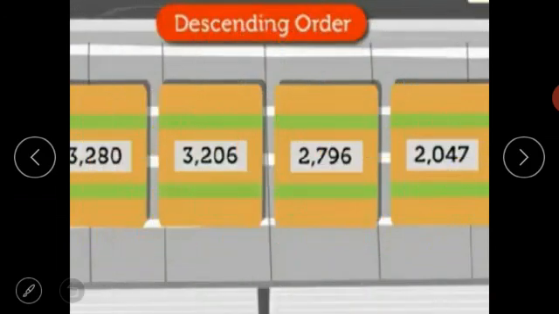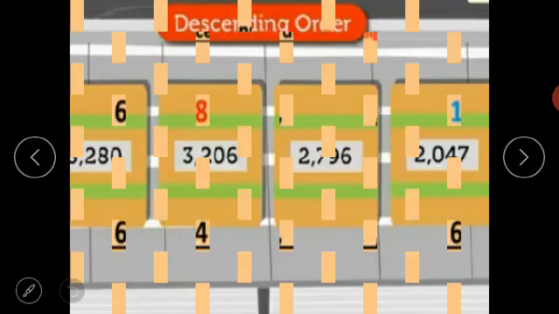Next one is descending order. What is descending order? Biggest to smallest, in reverse order. We write 3280 as the biggest number, then 3206, 2796, and 2047 is the smallest number.